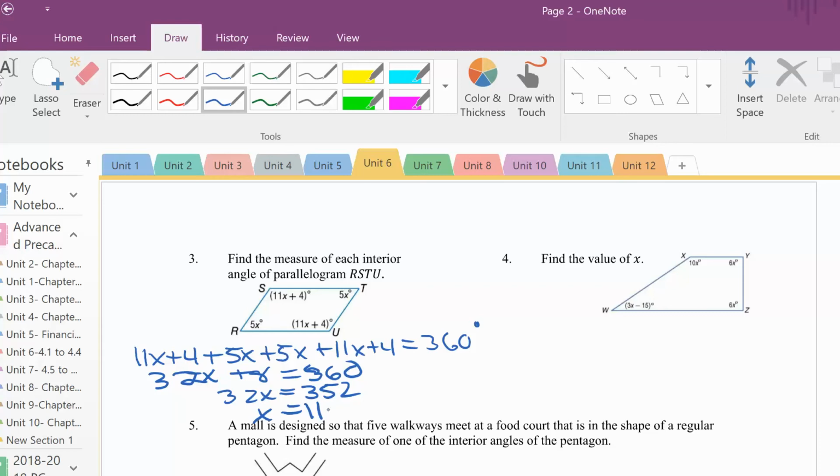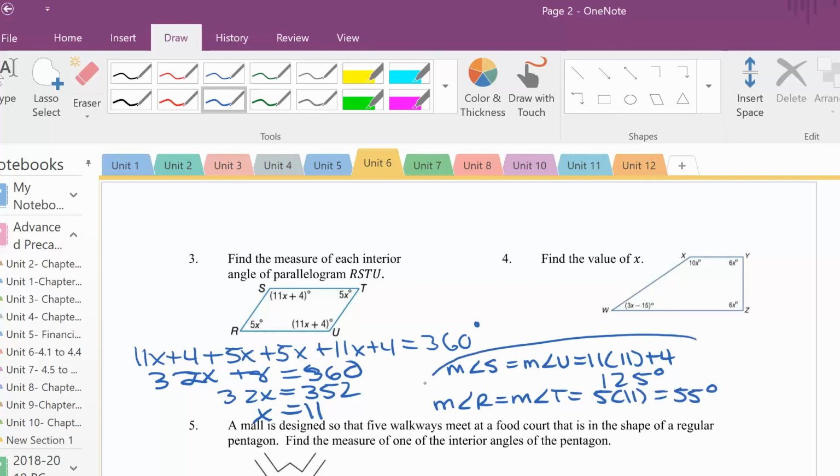So then you substitute back in. The measure of angle S, which is the same as the measure of angle U, is equal to 11 times 11 plus 4, which is 125. And the measure of angle R, which is the same as the measure of angle T, is equal to 5 times 11, which is 55. And there you go.